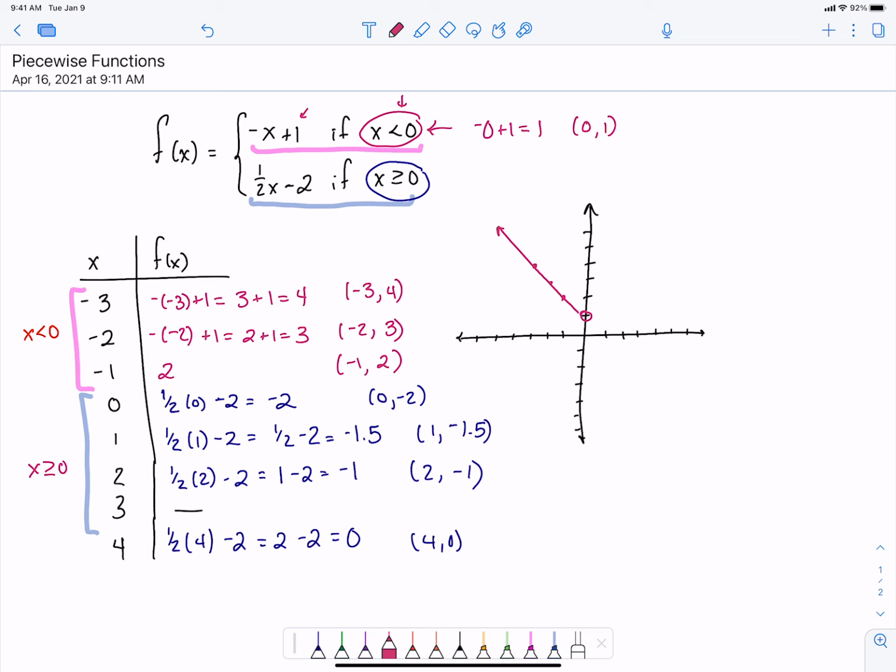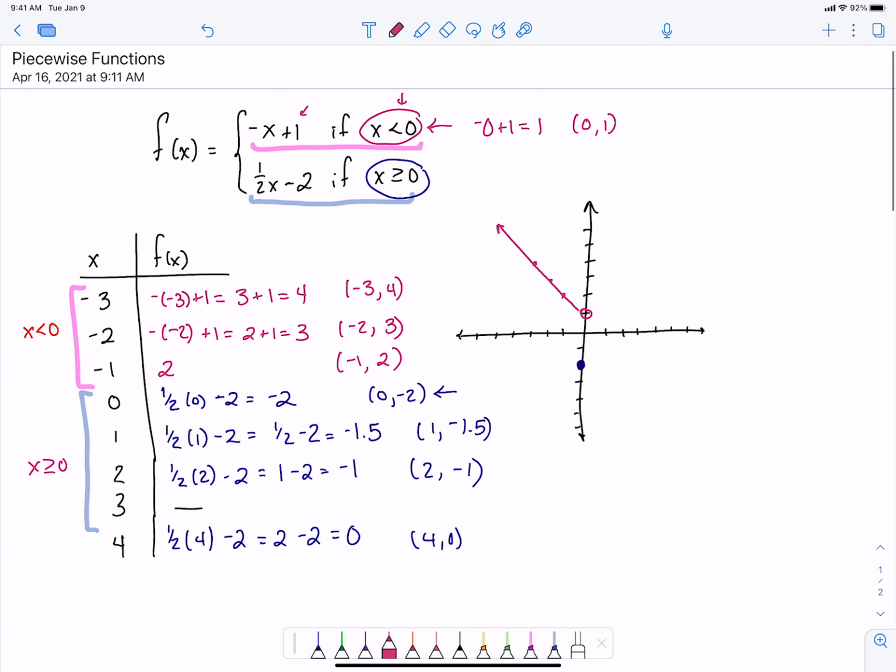And so again, that's why I picked 3, 4 points, because then I actually see exactly what my line looks like. And then the blue line picks up right here at (0, -2), and this has a filled in circle. This is why it's really important to have that open circle up here on our pink graph and a filled in circle down on our blue graph, because we need to pass a vertical line test. If they're both filled in circles, we're not going to pass that vertical line test.